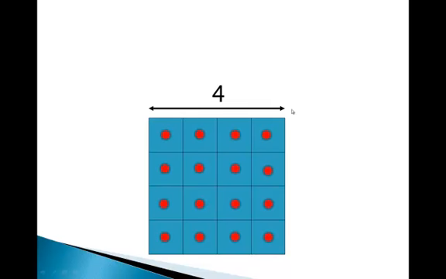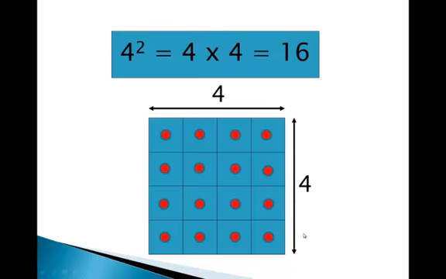Now another square number, as you can see here, is 4 units in length by 4 units in width. And the way that we would write that is 4 to the power of 2, 4 squared. And we would write that 4 multiplied by 4. Note that it's 4 multiplied by 4, not 4 multiplied by 2. And 4 by 4 is 16.